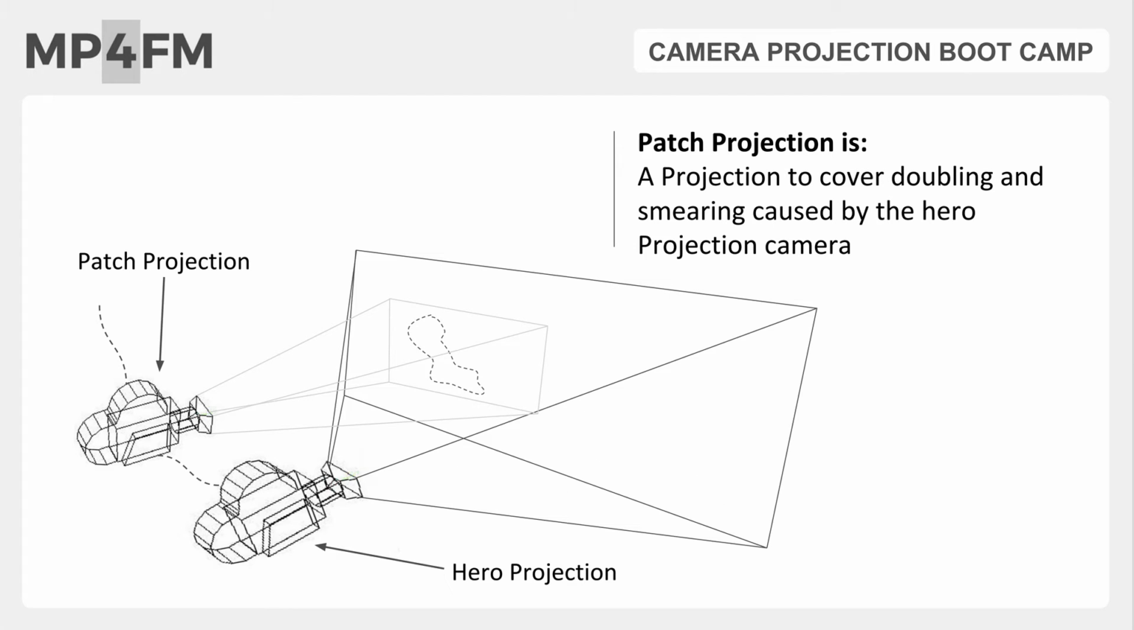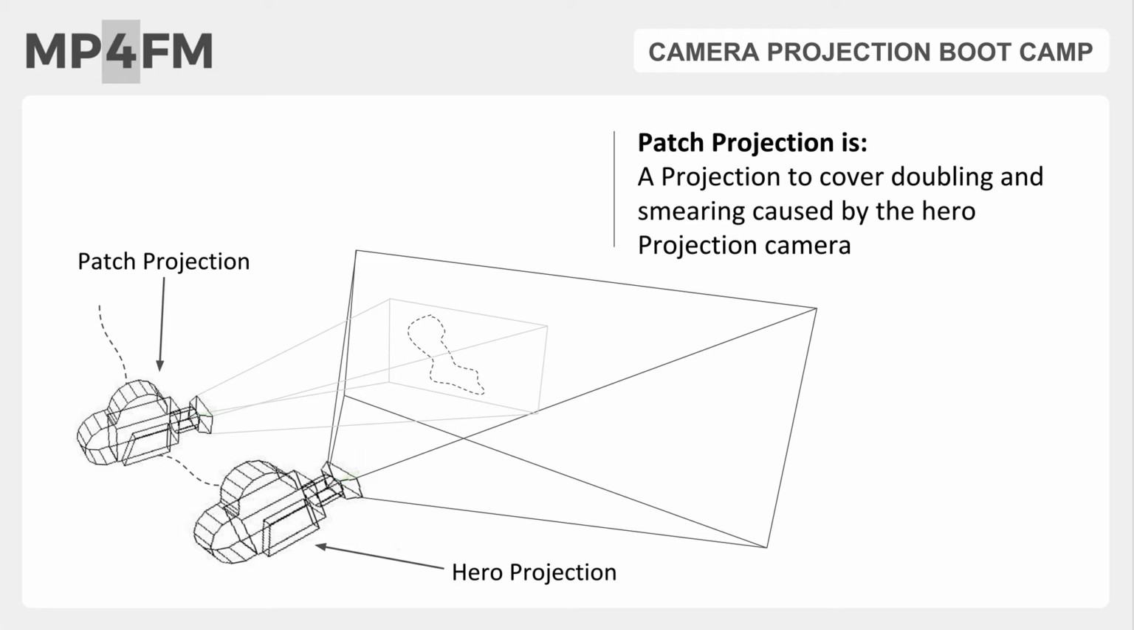So the next camera projection that we're talking about is called a patch projection. This is where you have a hero projection that's projecting an image onto some geometry, and the camera moves to one side and it starts to break the matte painting. And what I mean when I say breaking the matte painting, it's the doubling and smearing that happens. And so I'm going to be talking about that in just a second. But this patch projection will fix all of those areas where it's breaking.